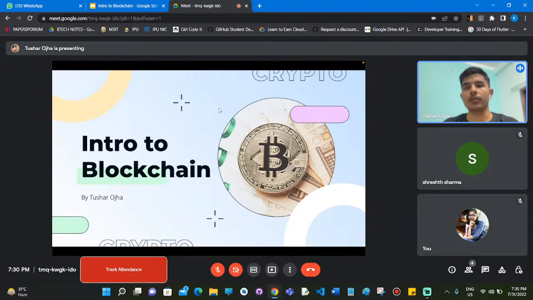But this is for those people who have heard a lot about blockchain but don't know what it actually is and how it works, and how you can also be a part of this blockchain journey. Special thanks to IEEE MSIT for organizing this session.